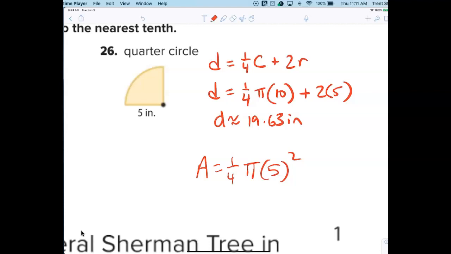Maybe I did it wrong. 1/4 times pi times 10 plus 10. Is that right or not? 19.63. I got 17.85 twice. I got 17.9. All right, so everybody take out your calculator. There can only be one right answer.